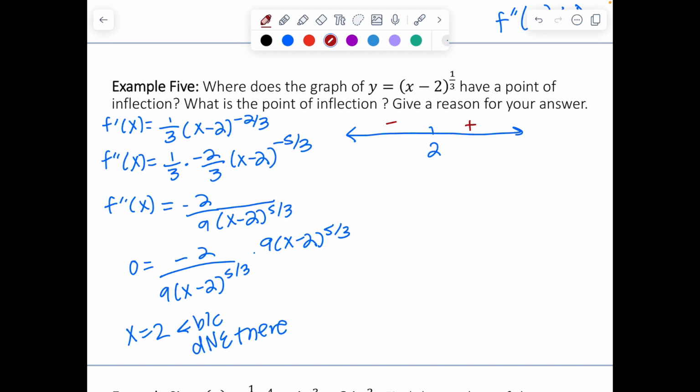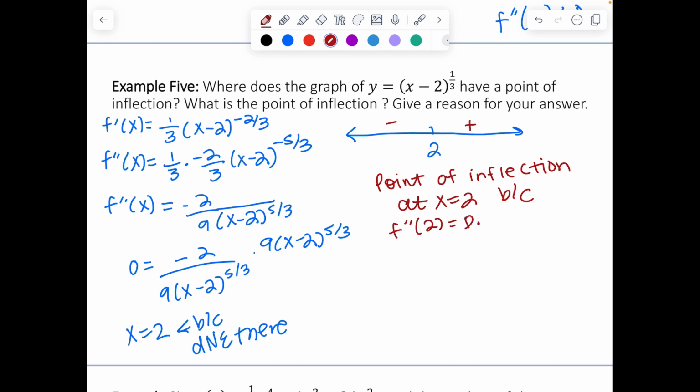And so there's a point of inflection. That's all it's asking. It's not asking for concavity, but point of inflection at x equals 2 because f double prime of 2 does not exist, and f double prime of x switches from negative to positive.